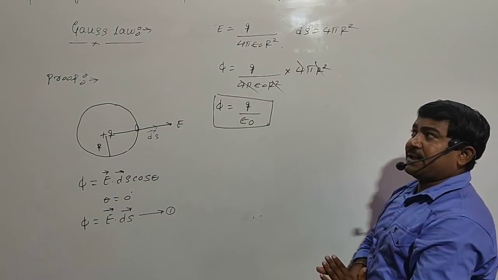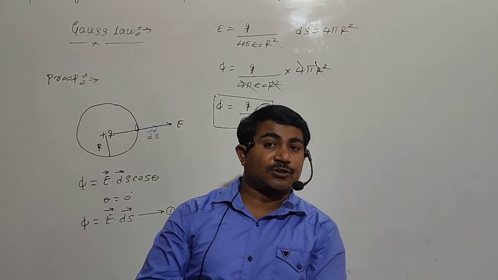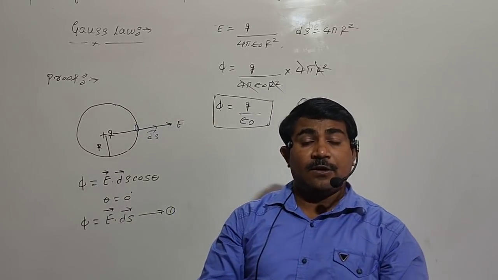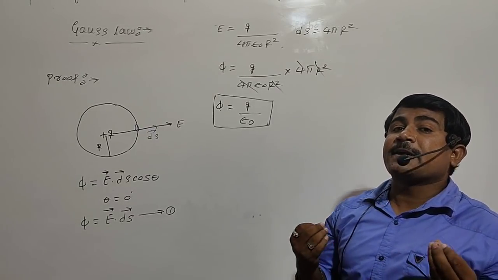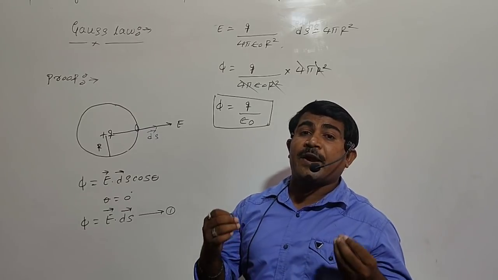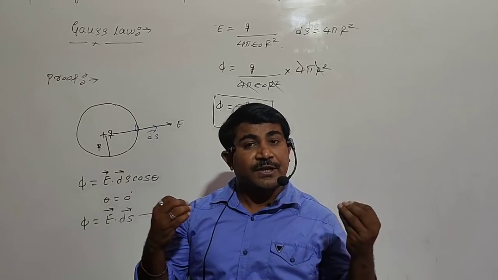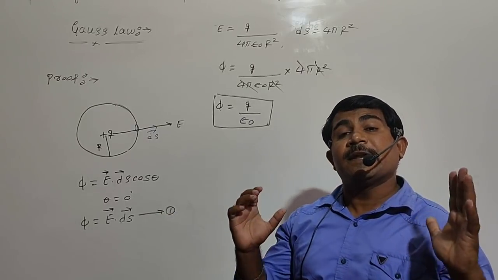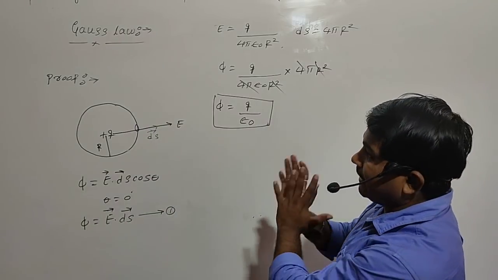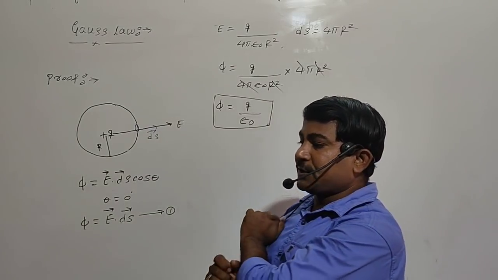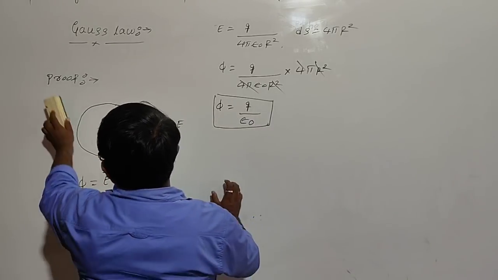By using all these things, the Gauss law has many applications for symmetrical charge distribution. For our syllabus, three applications are available. One is electric field intensity due to an infinite charged wire, electric field intensity due to a thin spherical sheet, and electric field intensity due to a thin hollow sphere. We will see them one by one. These are the applications of the Gauss law. Let us see the first application.